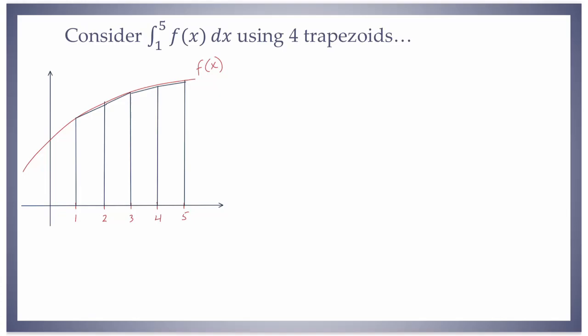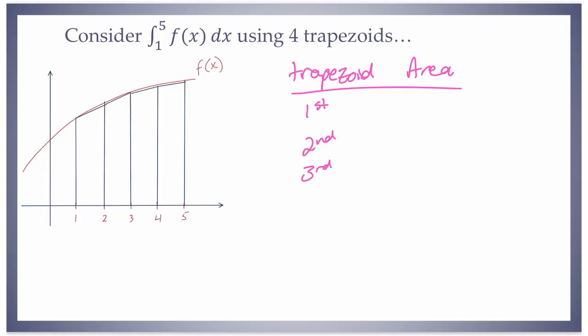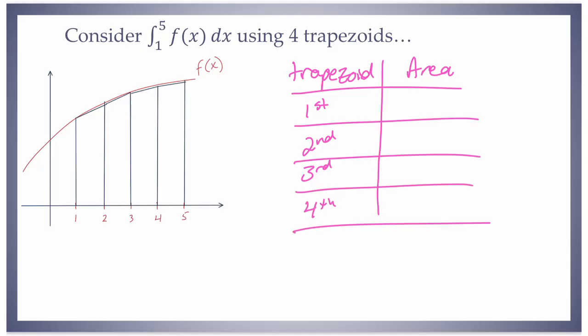Something that you could do here is organize your information into a table. So I'm going to make a little column for each trapezoid, and then we'll talk about the area of each of them. So we'll have the first trapezoid, the second trapezoid, the third trapezoid, and you guessed it, the fourth trapezoid. All right, now let's consider the first trapezoid over here. I'm going to shade it in with this color purple.